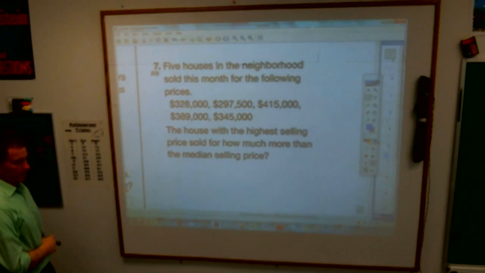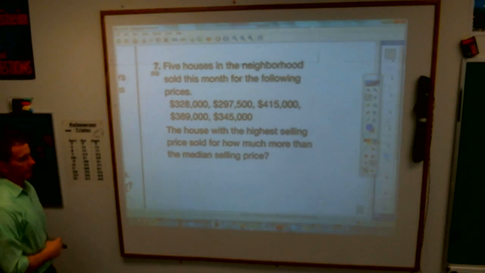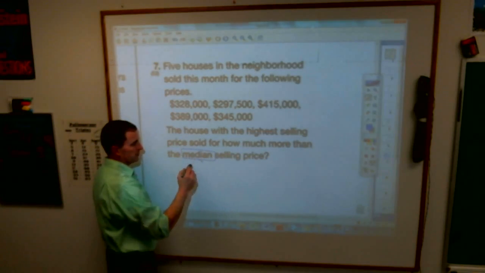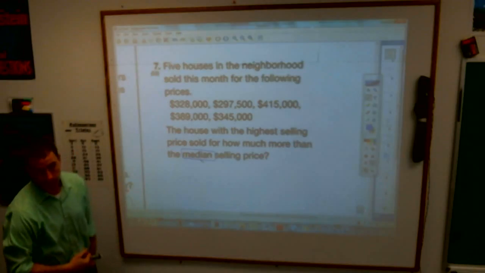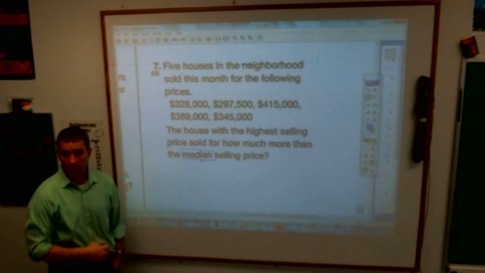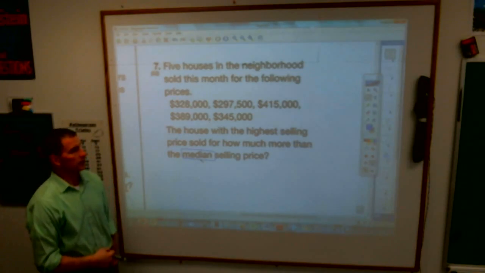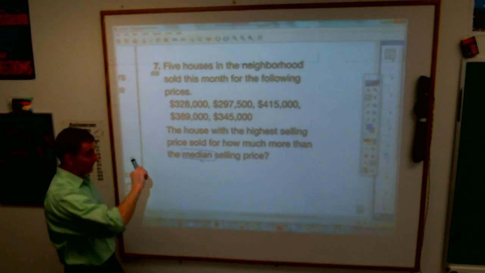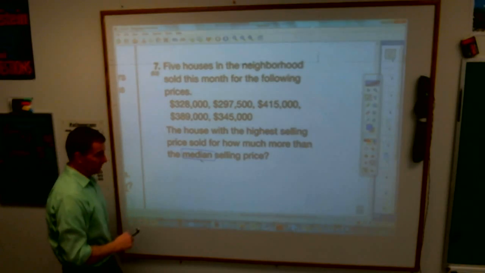So you want to direct my ways. First of all, you need to know what the median selling price is. How do you get medians? You need to order them from least to greatest, and whatever number falls in the middle is the median. Did you order from least to greatest?